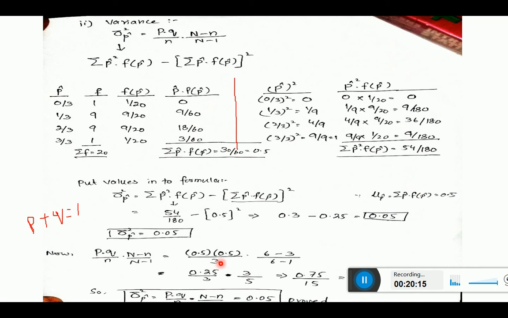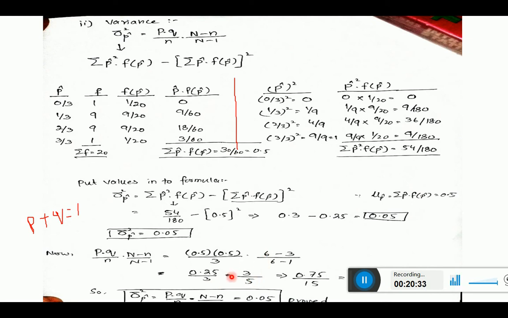Capital N, the value is 6. Small n, the value is 3. Again capital N, value is 6, and minus 1. Solve the equation. 0.5 divided by 3 gives 0.25 by 3. 6 minus 3 is 3, and 6 minus 1 is 5.